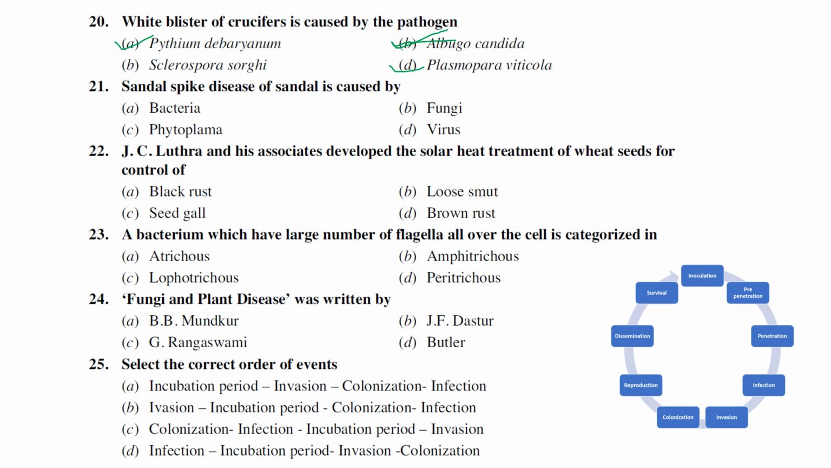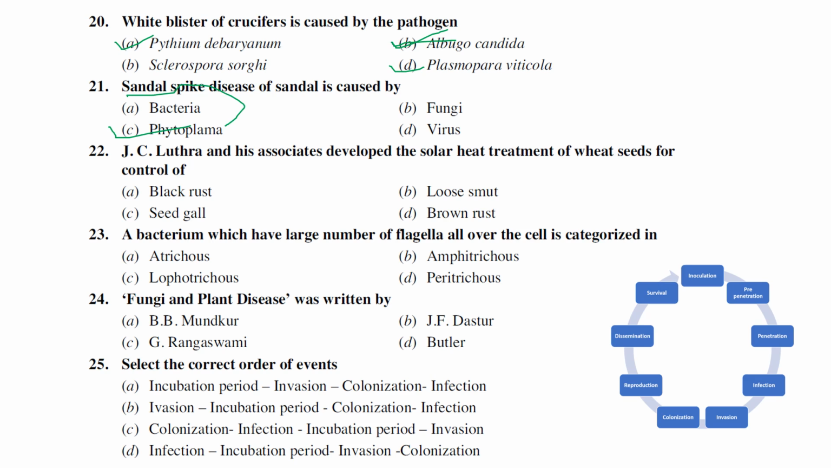Then, sandal spike disease of sandal was caused by a phytoplasma, and it is the first reported phytoplasmal disease in India. It was first reported by Verma et al. in 1968, I think around 68 or 69. So sandal spike is generally a phytoplasmal disease.